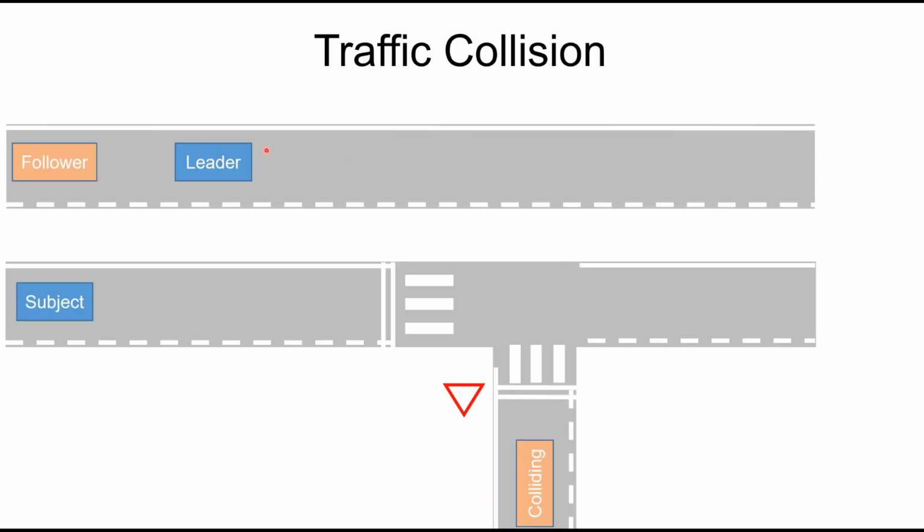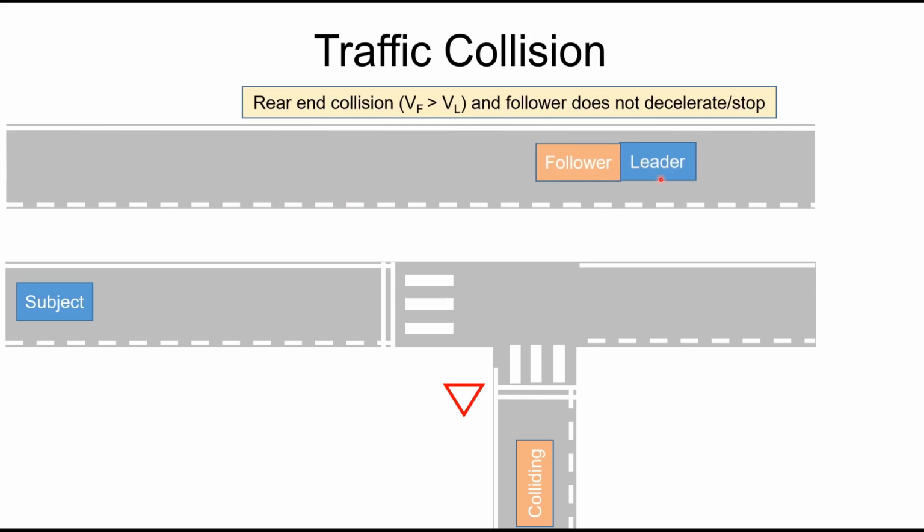Now, this is a condition on a highway. 2 vehicles are moving in the same lane. This is the leader and this is the follower. So, if the follower is moving at a speed faster than the leader, then collision is bound to occur if the follower does not decelerate or does not stop.